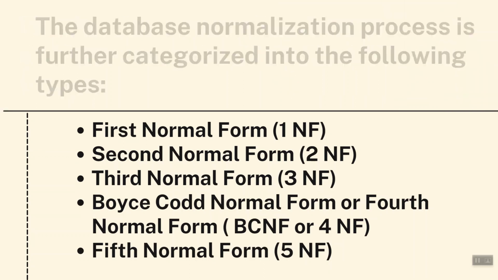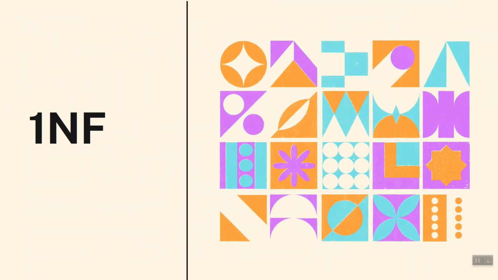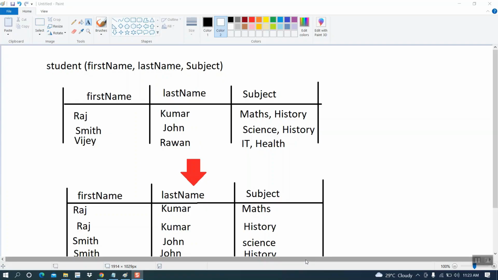Let's see what this first normal form is. Here we have a table with the name student, and this student table contains columns such as first name, last name, and subject. Here is the student table. First name Raj, last name Kumar, and the student is doing subjects maths and history. Then Smith John, subjects are science and history. Vijay Ravan, subjects are IT and health.